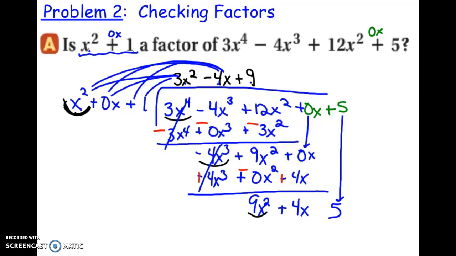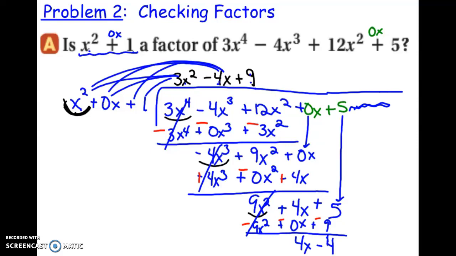So 9 times x squared is 9x squared. 9 times 0x is 0x. And 9 times 1 is 9. And we brought down a positive 5 there. Then change all the signs on the bottom line. So those cancel out. We're left with 4x. 5 minus 9 is negative 4. And there's nothing else to bring down in here.